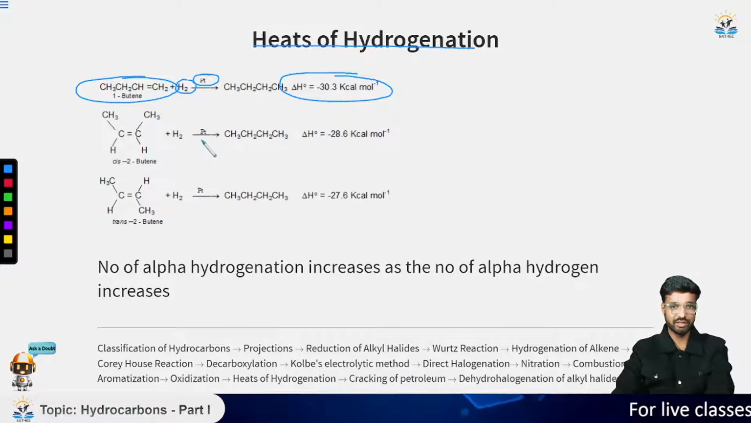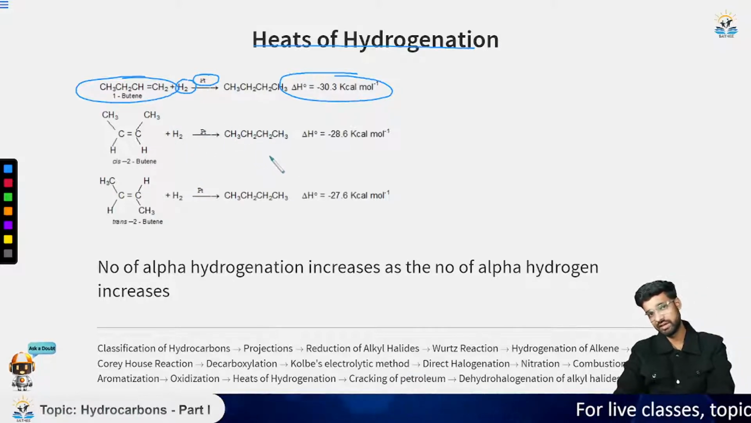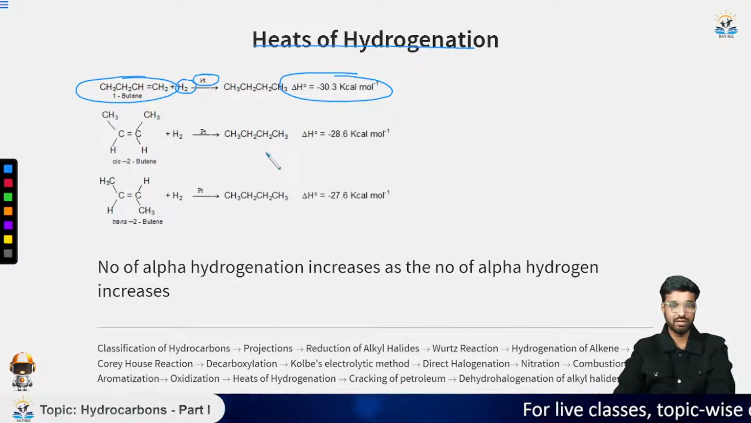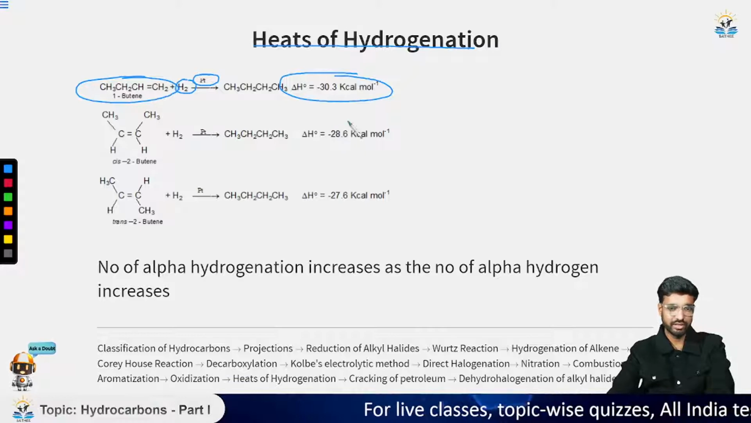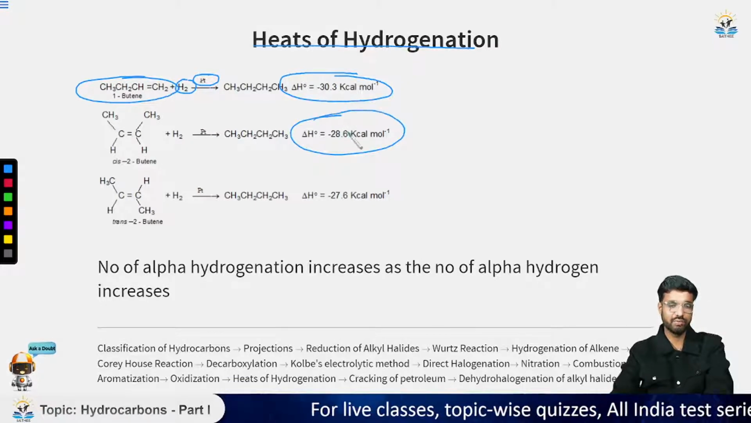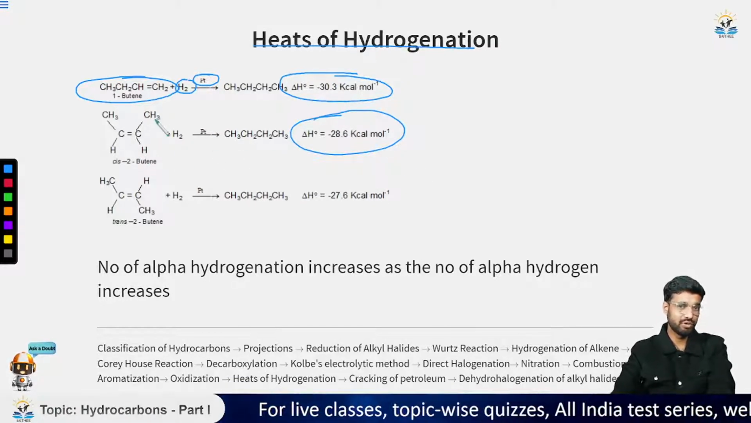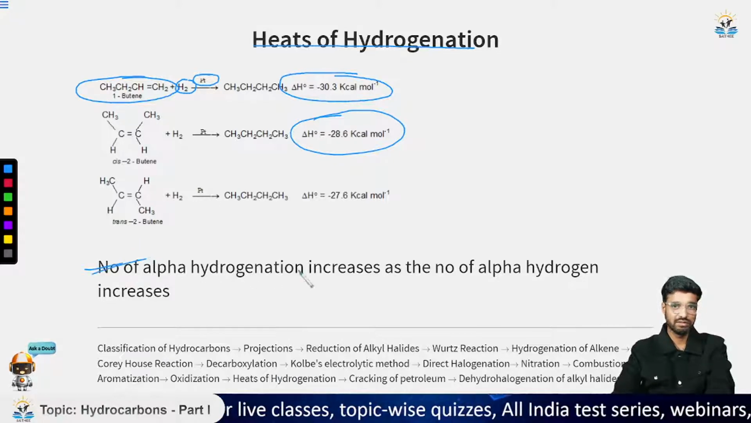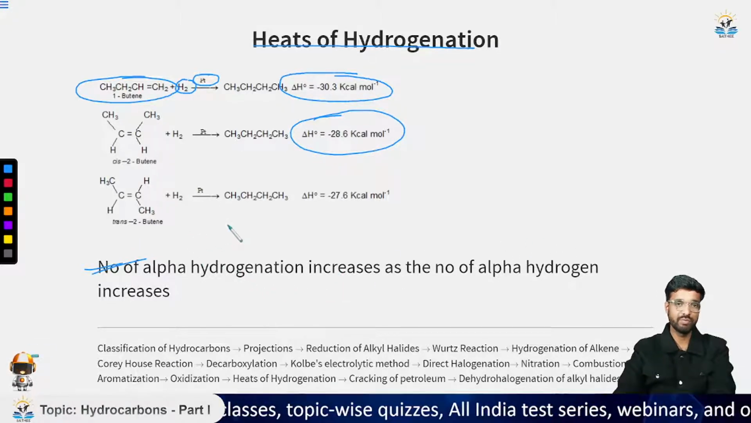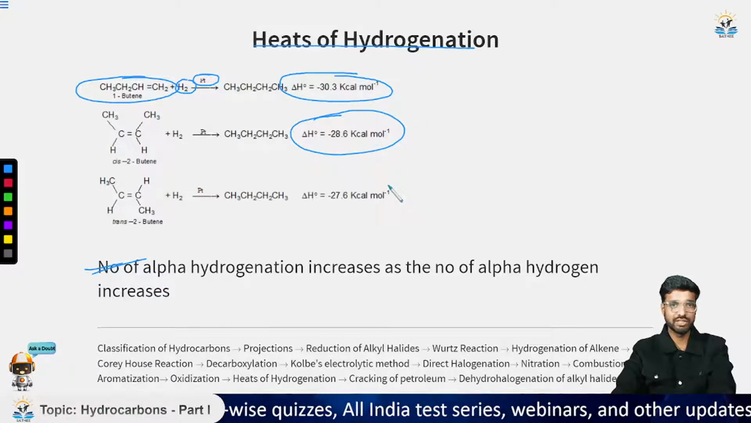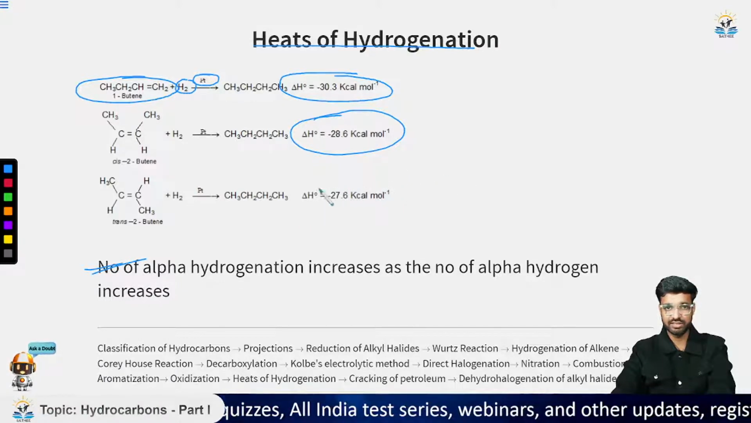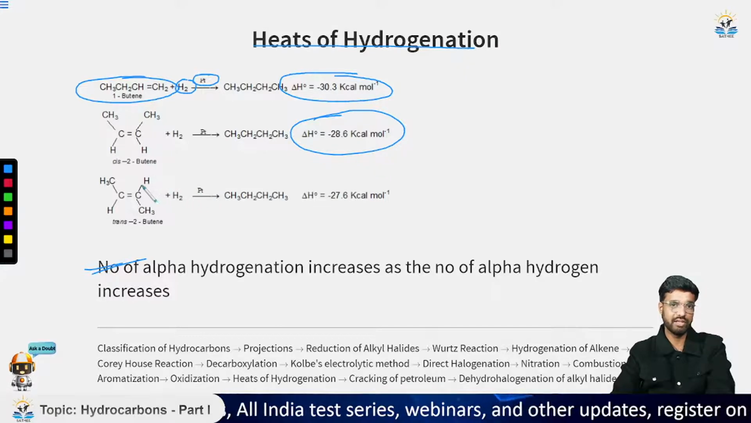Again we are using the same thing. For the preparation of alkene we are using the alkane. Now we are seeing the reactions of alkenes. This heat of hydrogenation is dependent upon the alpha hydrogen. The more the number of alpha hydrogens, the more the heat of hydrogenation increases. Why? Because as the number of alpha hydrogens increases, the number of hyperconjugation structures increases, and more heat is released during the reaction.